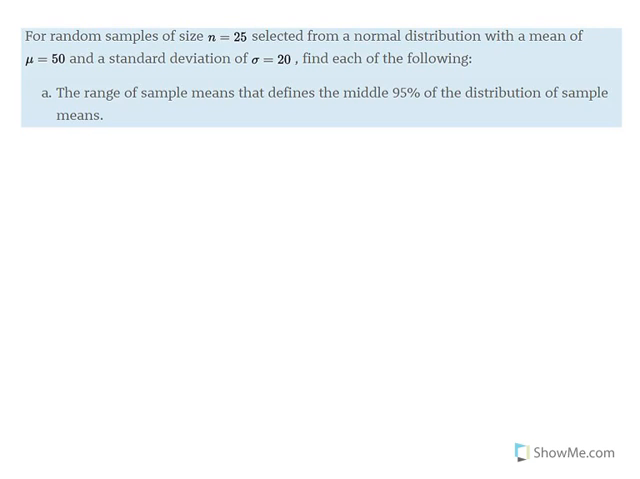Here we are looking for the range of sample means that define the middle 95% of the distribution of sample means when we have an n of 25, selected from a normal distribution with a mean of 50 and a standard deviation of 20. Again, start with what you know. We have 25 people, our population mean is 50, our population standard deviation is 20. We're looking for the middle 95% of the distribution.